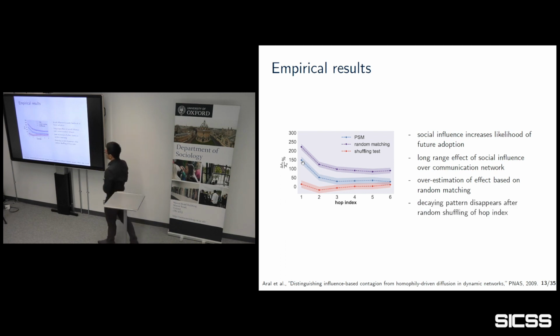The other thing that we did is basically to do a shuffling test of the hop index. So if the person is a direct contact, we randomly change that number from 1 to 5 or 6 like that. And after that, we again do the matching. The purpose of doing this is basically to see whether some unobserved variables will lead to the decay patterns that we see. But the red curve basically shows that there is no such pattern. So the observed result is not likely to be mainly driven by something that we don't observe.